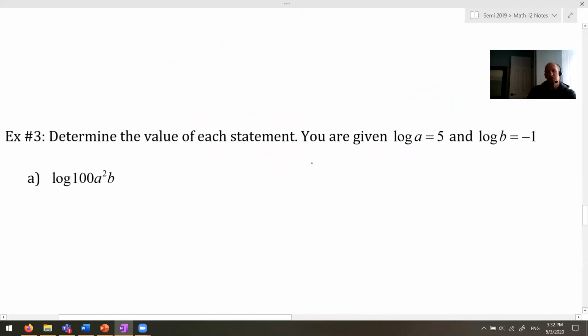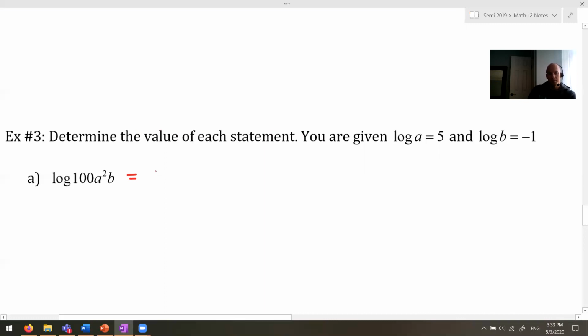So here we go, this is a similar kind of thing. Determine the value of each statement, and you're given log a is equal to 5 and log b is equal to -1. When people see this, they're going to be so tempted to figure out what a and b are, and you absolutely can do that. If log a is equal to 5, you can turn it into base 10 to the power 5 is equal to a, and base 10 to the power of -1 is equal to b. But you don't even have to do that. We're going to skip that step and simply use a similar technique as in the last example.